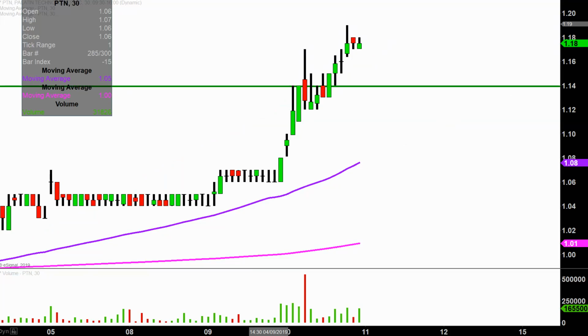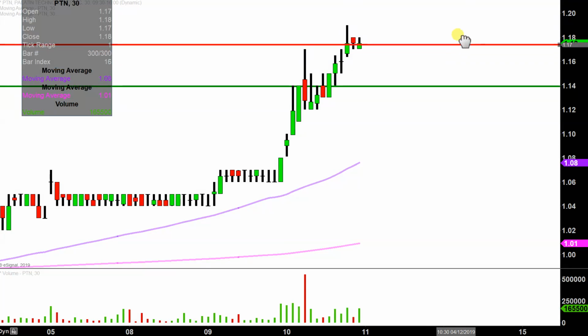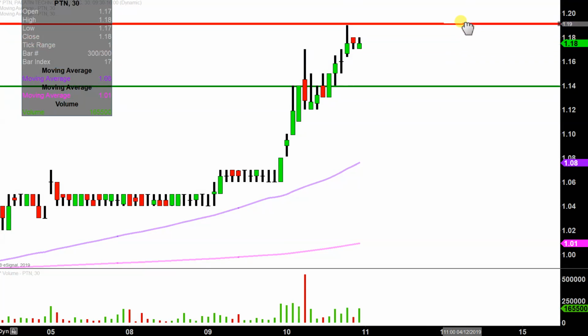What about levels of resistance? Nothing fancy here other than the fact that the party finally stopped today up there at the $1.19 mark. So $1.19, public enemy number one going forward. All in all, though, resistance levels really don't matter on this one. What do I mean by that?